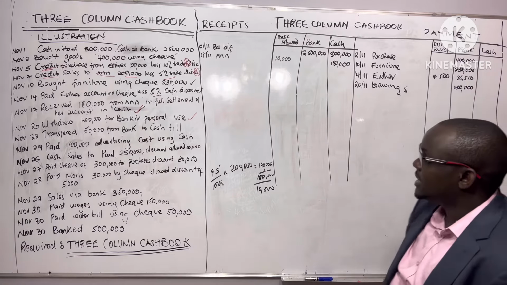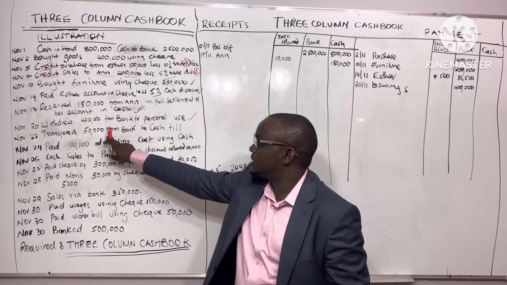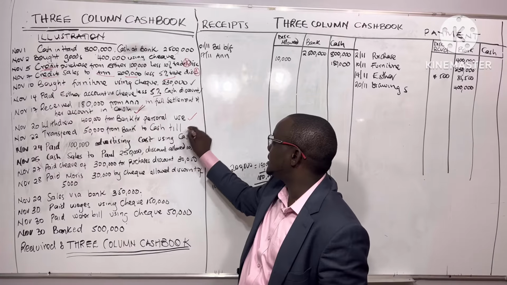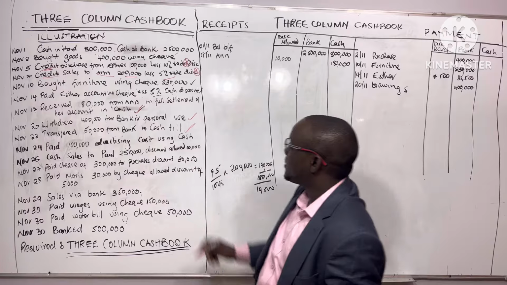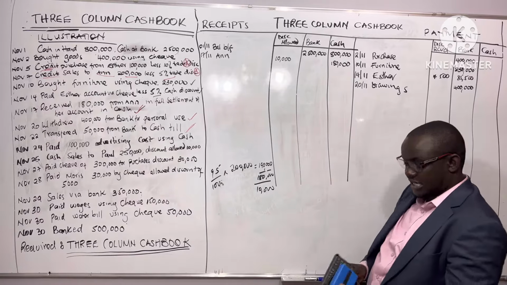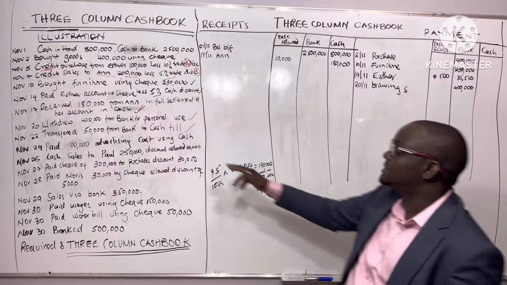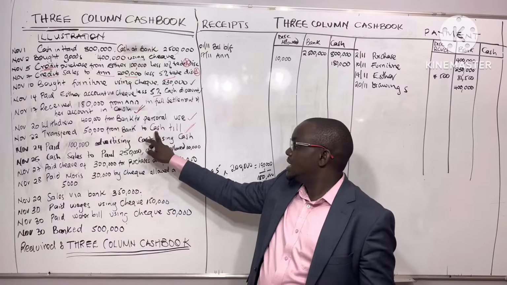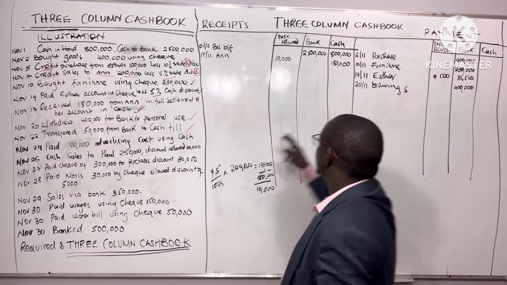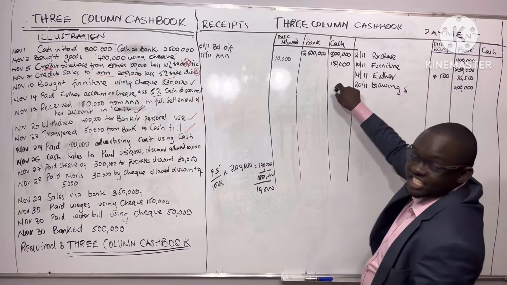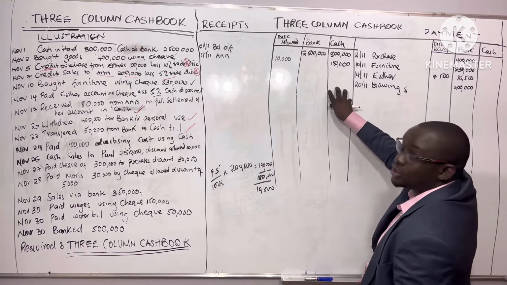The next one we are told: transferred 50,000 from the bank to the cash till. So this becomes a contra entry because we are getting money from the bank and putting it in the cash till. First we withdraw money from the bank, then we deposit it in the cash column.